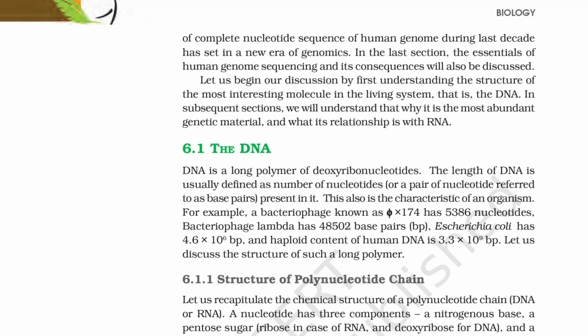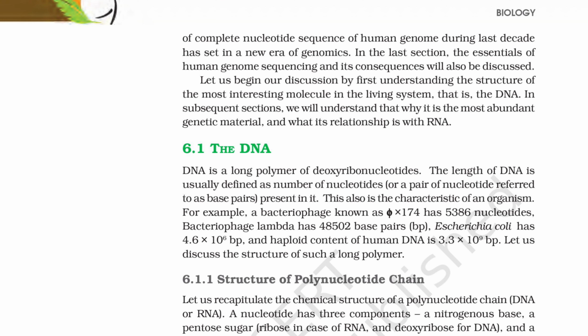Let us begin our discussion by first understanding the structure of the most interesting molecule in the living system, that is, the DNA. In subsequent sections, we will understand why it is the most abundant genetic material, and what its relationship is with RNA. The DNA. DNA is a long polymer of deoxyribonucleotides. The length of DNA is usually defined as number of nucleotides, or a pair of nucleotides referred to as base pairs, present in it. This also is the characteristic of an organism.